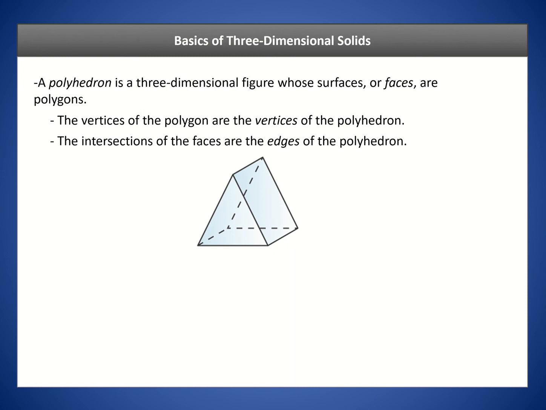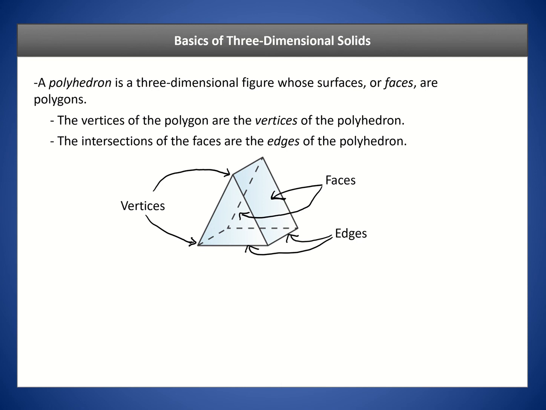So here's an example of a polyhedron. This is known as a triangular prism. The base here is a triangle. Now you notice that the vertices are the sharp corners here. So the vertices of the polygon are the vertices of the polyhedron, and the intersections between the faces are the edges.